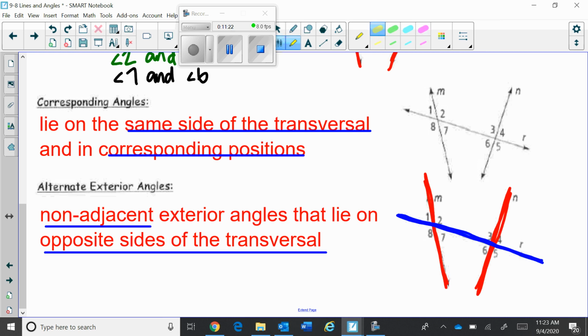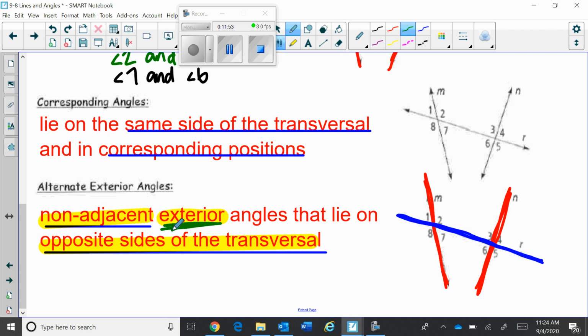All right, alternate exterior angles, we again have non-adjacent, so not side by side. This time we're on the exterior portion, and we're still on opposite sides of the transversal. So if we're on the outside, right, is the key, exterior, we are outside of our red line. So we are not in between them. So if we're outside our red lines, we're looking at 1 and 8 and 4 and 5.